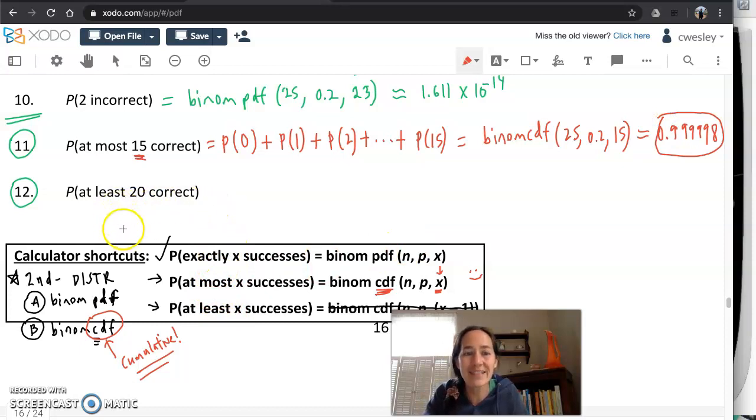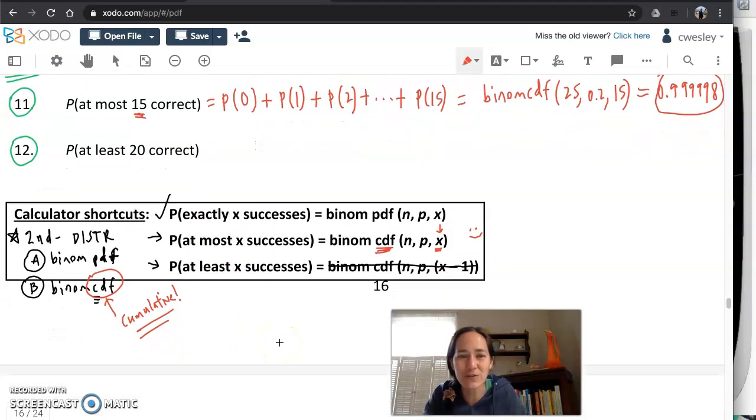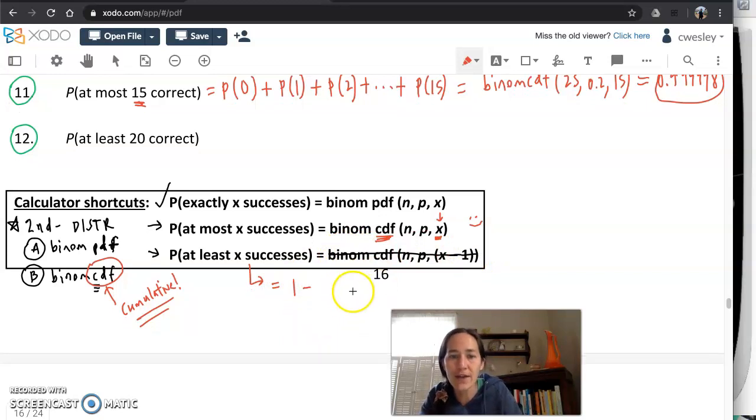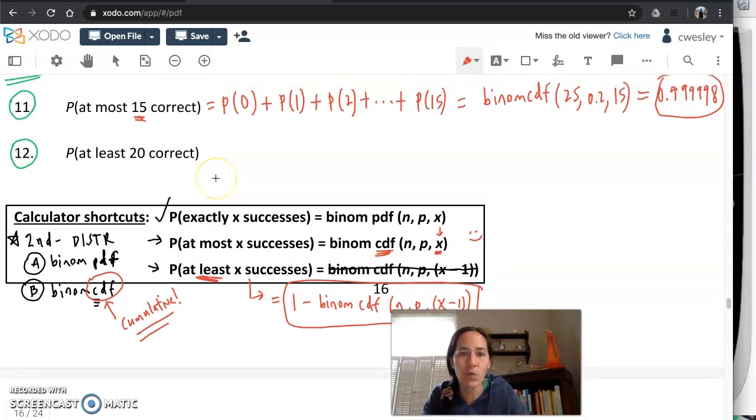How about an at least? And this is the one where I have to change my notes for you a tad. At least X successes, can you rewrite this? What I should have had was what was typed here with a 1 minus. And we'll talk about why this is what it is. But it's 1 minus binom CDF of n, comma, p, comma, x minus 1. This is one I want to use for an at least, which we see coming up a lot. Always, like in probability, going to be a 1 minus.